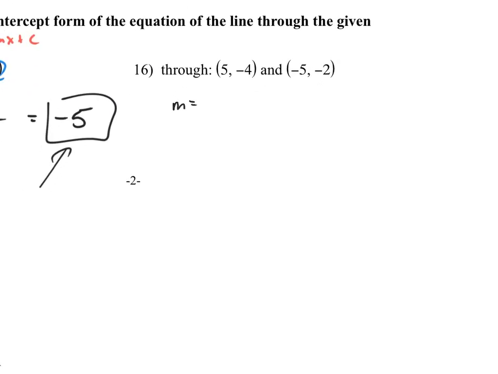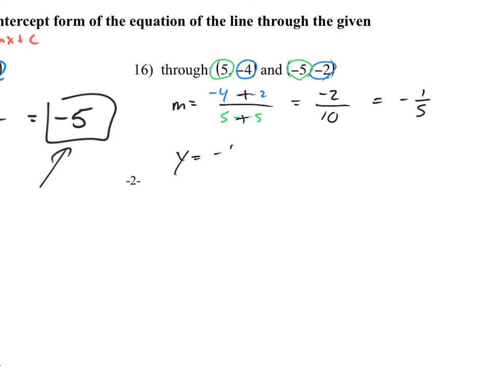So slope really is change in y's, -4 minus -2, over the change in the x's, 5 minus -5. So this gives you -4 plus 2, so it gives you -2 over 5 plus, minus negative is plus, so -2/10, otherwise known as -1/5. All right, so this should look like y equals -1/5 x plus c.